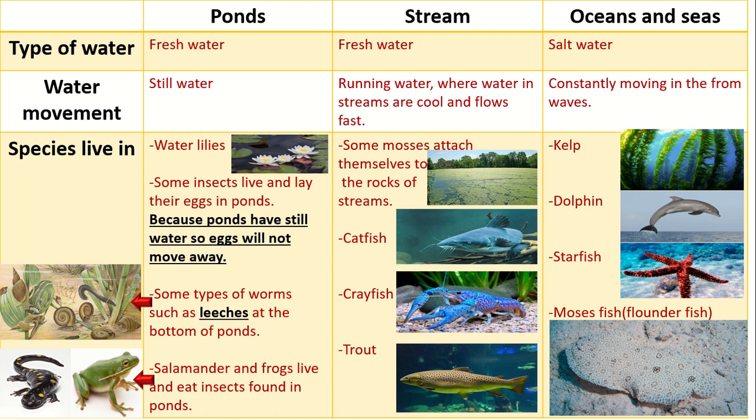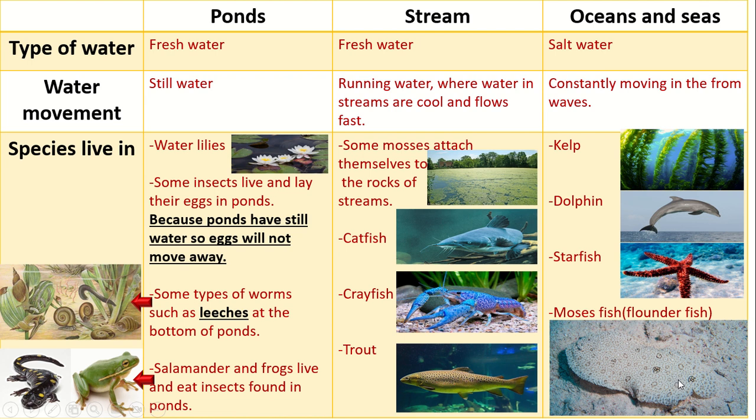Now let's go to the oceans and seas. What are the living organisms that can be found in oceans and seas? The first plant is called kelp. After that, let's talk about the living organisms which can be found there: dolphins, starfish, and a type of fish called Moose's fish or flounder fish. You can see it from the picture.